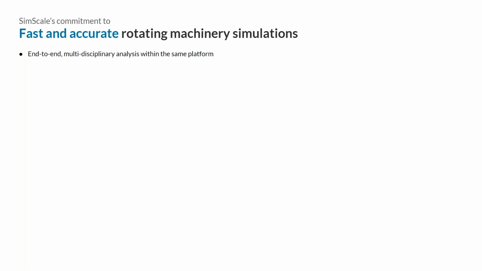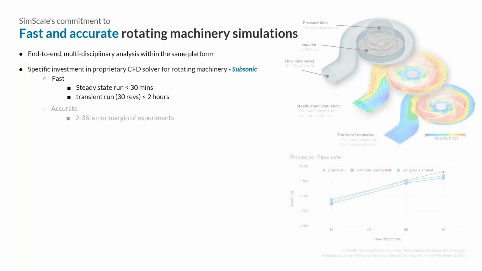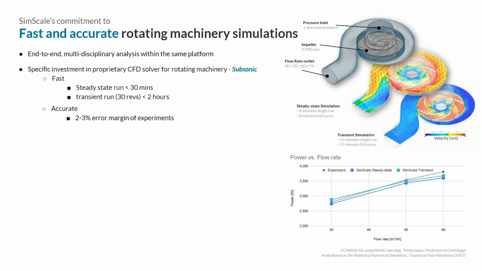As I mentioned before, it is an end-to-end multidisciplinary analysis where you can carry out structural, CFD, as well as thermal analysis within SimScale. And our most recent investment has been in a proprietary CFD solver that is specifically designed for rotating machinery applications. It is fast because it's cloud native, and you can get steady state runs in as little as 30 minutes. And we have consistently achieved 2 to 3% accuracy margin of experiments.